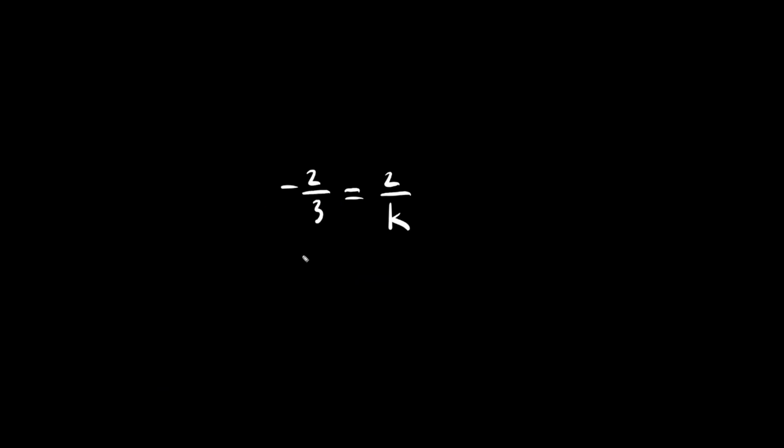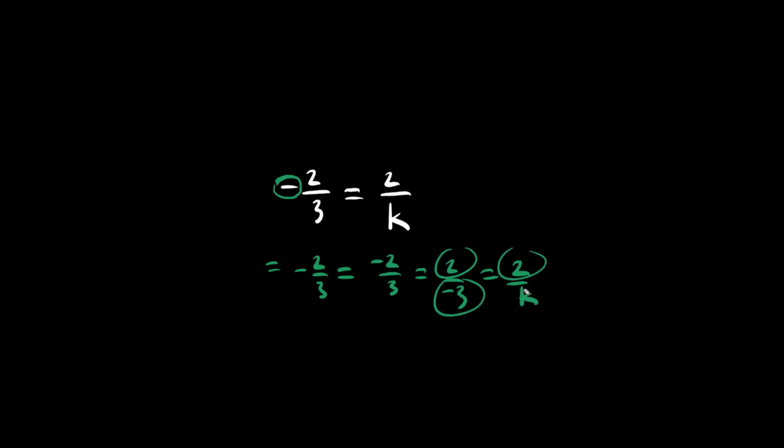Let's find k. We have negative 2/3 equals 2 over something. Now this minus sign, we can move it anywhere we want. So let's move it to the bottom. So negative 2 over 3 is equivalent to 2 over negative 3. And now we can see what k is. The numerator is a 2, so k must be negative 3.